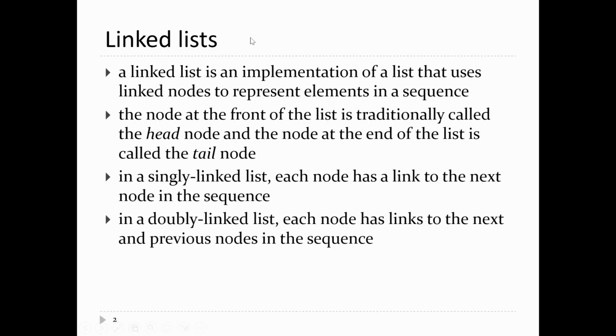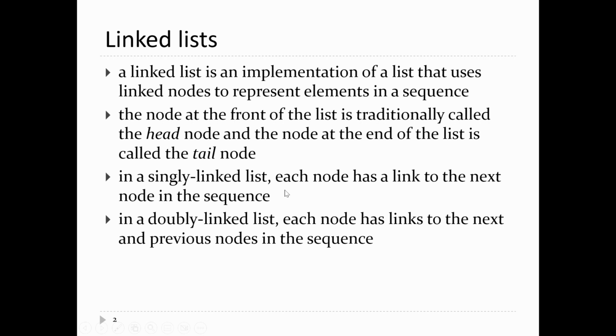All right, so a linked list is an implementation of a list. So it supports all of the operations that the list interface supports. Instead of using an array to store the elements, it stores the elements in a linked sequence of nodes. So it's similar to a linked stack or a linked queue, in that it's a linear sequence of nodes. In a list, the front node is traditionally called the head node, and the node at the end of the list is traditionally called the tail node.